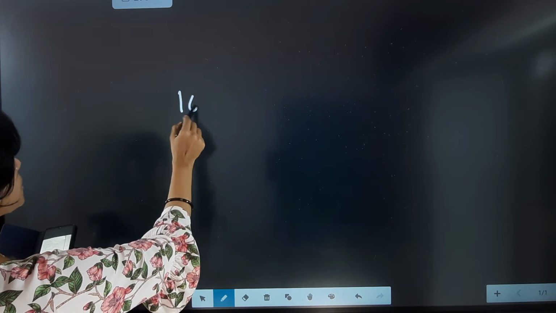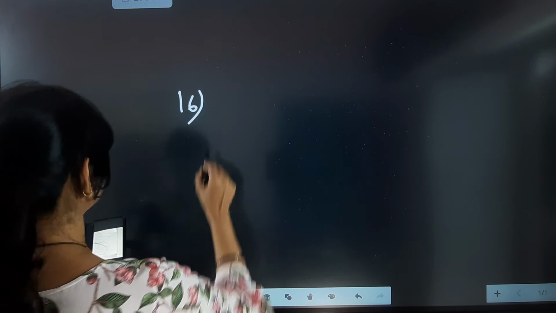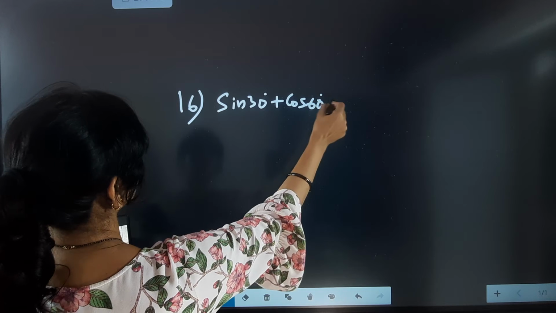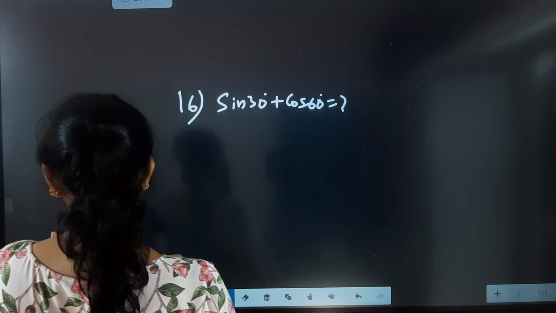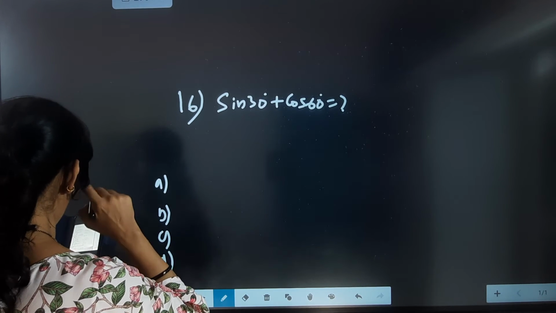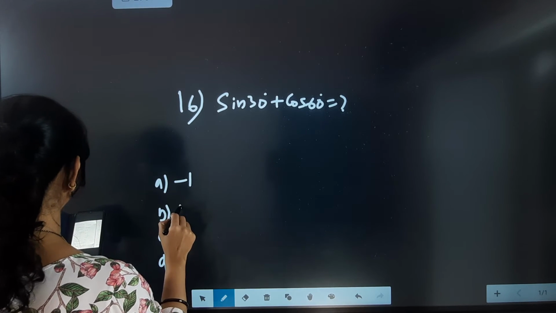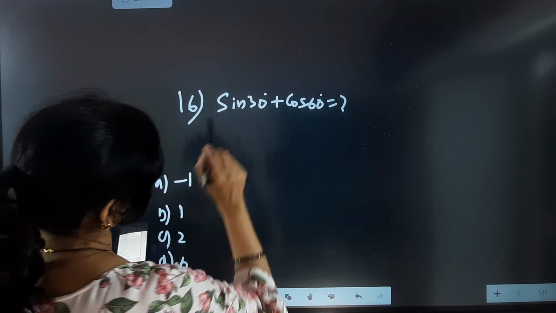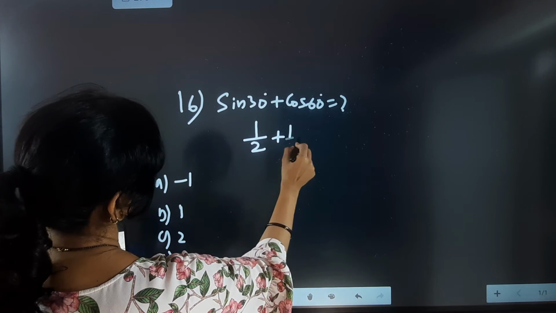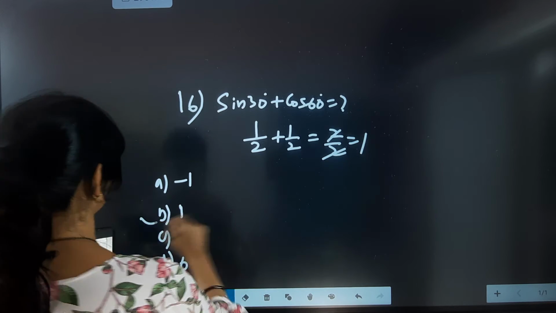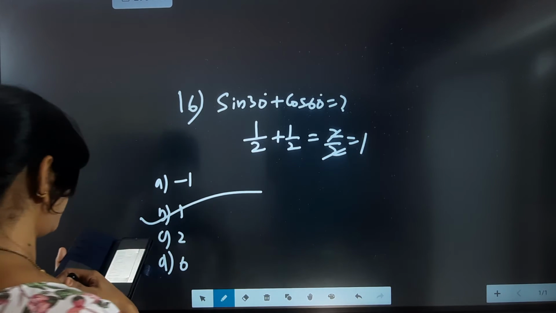Now question number 16. What is written in question number 16? Sin 30 degree plus cos 60 degree will be equal to what? Sin 30 is 1 by 2, cos 60 is 1 by 2. 2 by 2 cancel, answer is coming as 1.